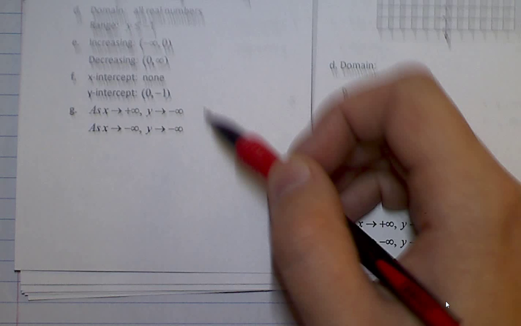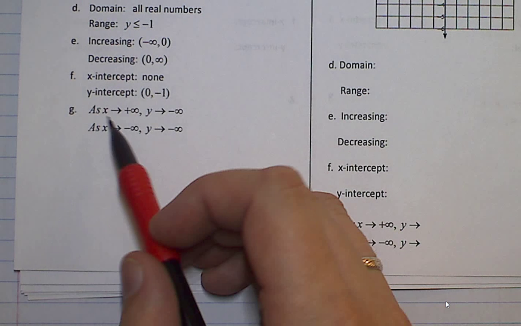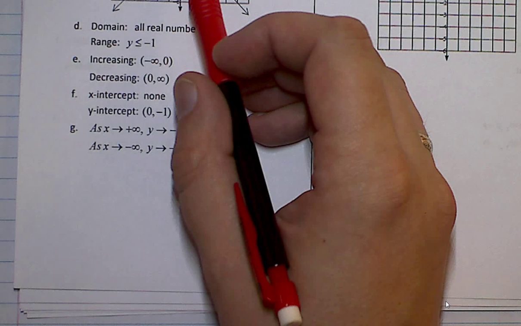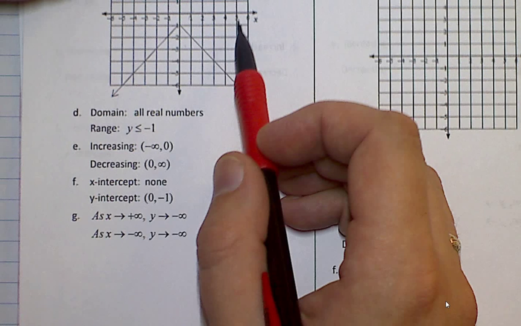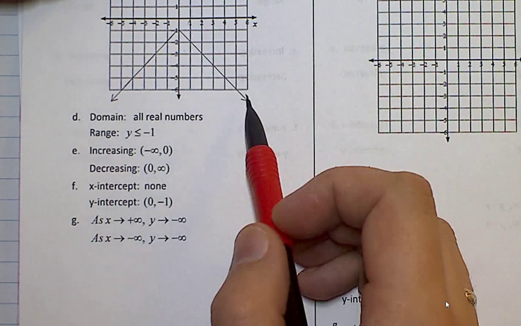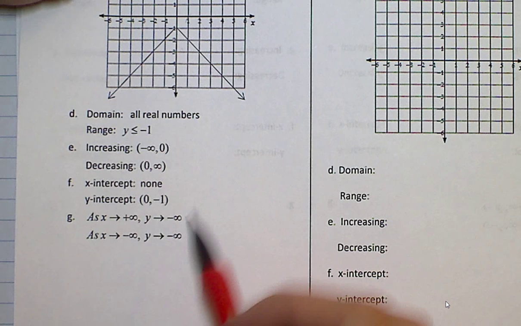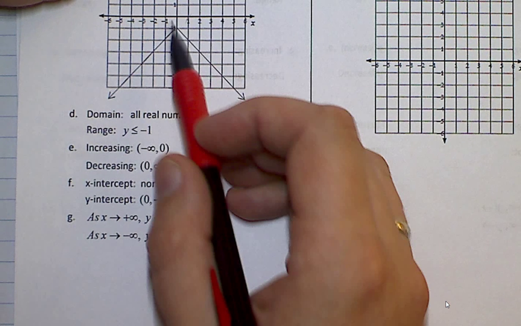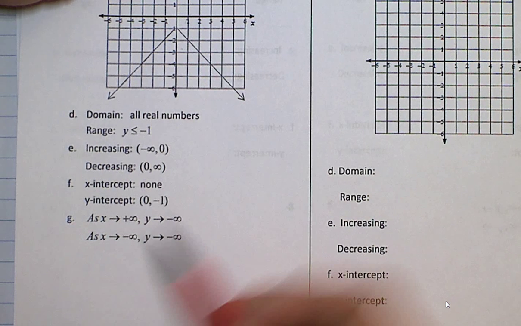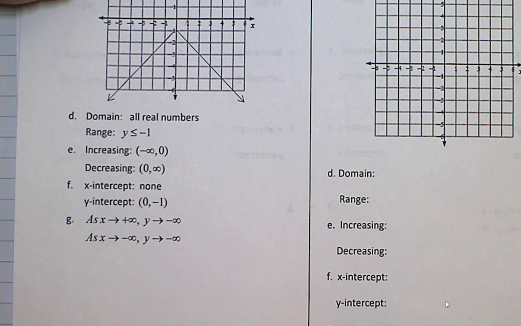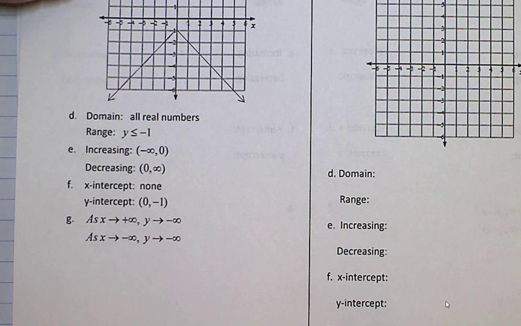And then the end behavior is as x goes to infinity, as you're going to the right on the graph, the function is going down. So as x goes to positive infinity, y goes to negative infinity. And then in the other direction, as x goes to negative infinity, y goes to negative infinity as well. Okay. Alright, so now it makes sense.